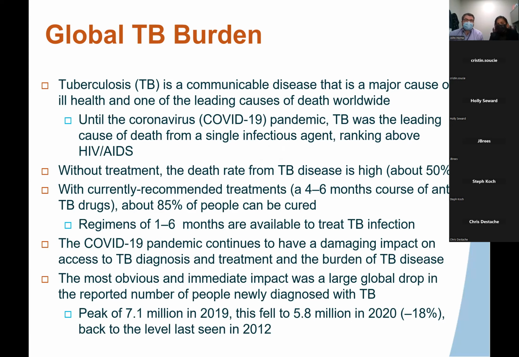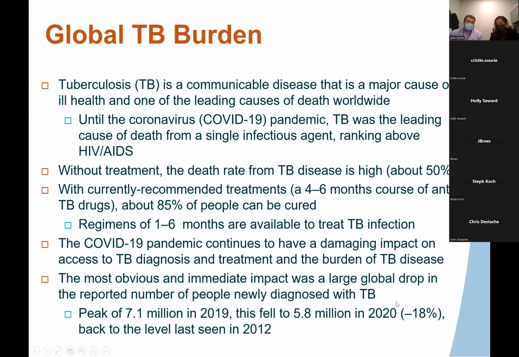So just a quick background, tuberculosis is one of the leading causes of death worldwide, until COVID-19 took over. It's also a big reason for patients with HIV to pass away. So it's really important, when you have a patient with HIV, to get latent TB testing done and think about if they need treatment. Without treatment, you can die about 50% of the time. So it's so important to diagnose and treat.